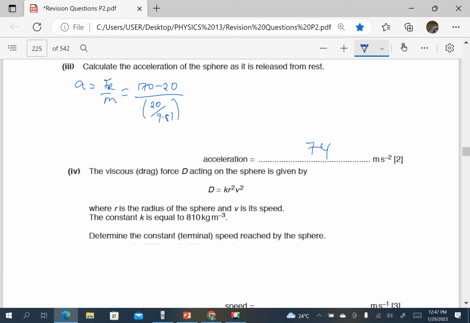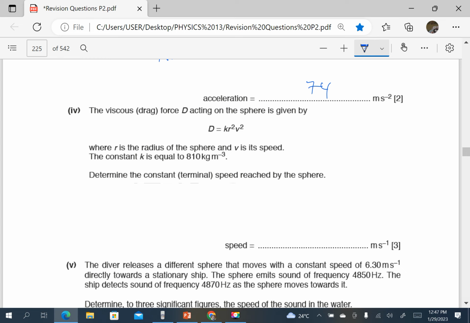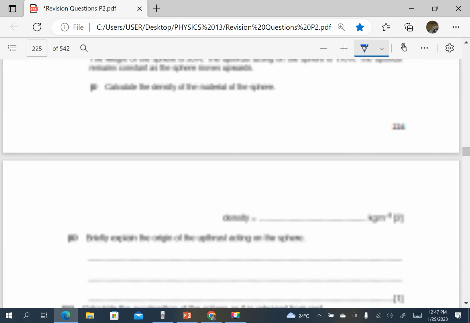The viscous drag force D acting on the sphere is given by that expression, where r is the radius of the sphere and v is its speed. The constant k is equal to 810 kilograms per meters cubed. Determine the constant terminal speed reached by the sphere. So think of the sphere falling in a liquid. Its weight is acting downwards. Actually, the sphere, I think, is rising upwards.